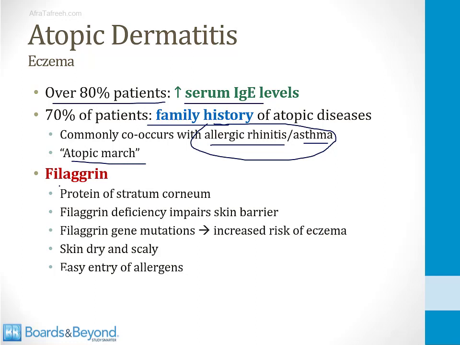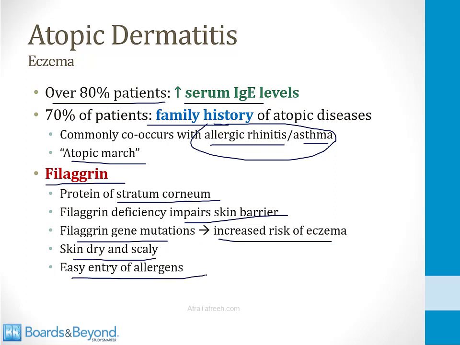And then finally, it's super high yield to know about the protein filaggrin. This is a protein of the stratum corneum, and patients who are deficient in filaggrin have an impaired skin barrier. And patients with filaggrin gene mutations have been found to have about a 4-time increase in the risk of eczema compared to patients without a filaggrin gene mutation. When this protein is absent or deficient, the skin loses water, it becomes dry and scaly, and it's easy for allergens to enter the body and cause an allergic response.